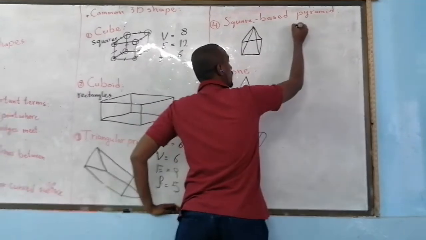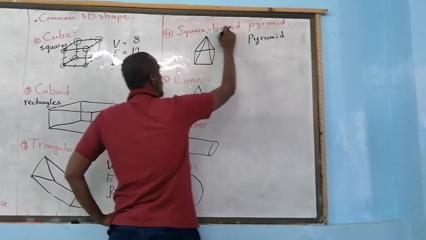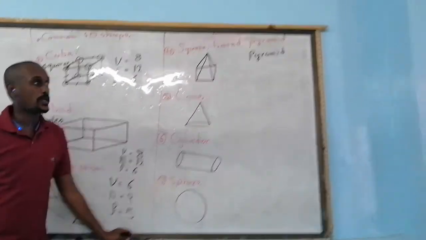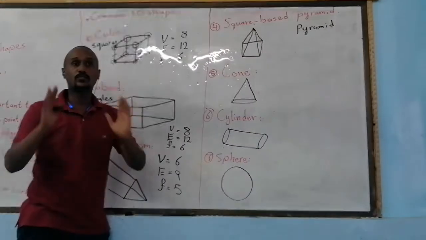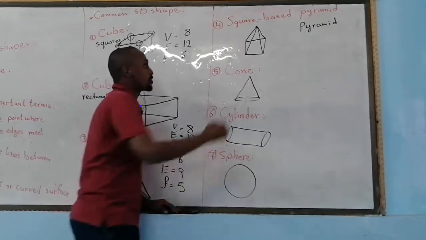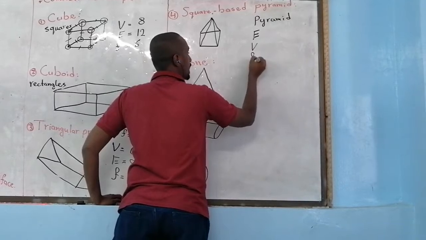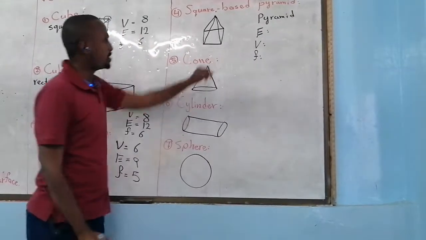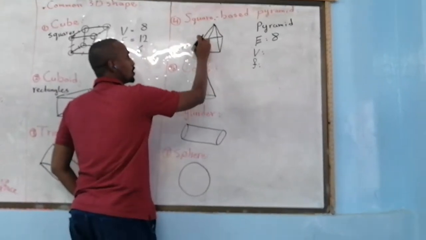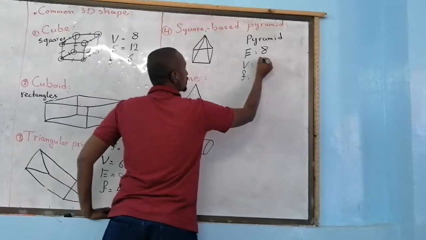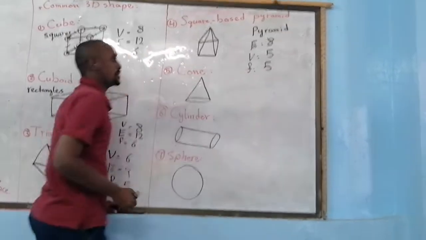Now, let's go to the fourth shape, the square base pyramid. Sometimes I call it only pyramid, instead of saying square base pyramid. It's a square and 4 triangles. It just looks like the pyramids of Egypt. So, let's count edges, vertices, and faces. How many edges? How many lines? It's 8 edges. How many vertices? The points. It has only 5 vertices. How many faces? It has 5 faces.